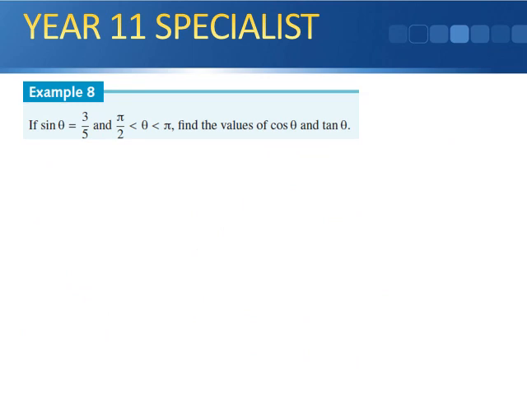Example 8, sine theta equals 3 on 5. Theta's between that, find cos and tan. So straight away I'm going to use the rule, which says cos squared theta plus sine squared theta equals 1. Doesn't matter if it's x or theta. So I got cos squared theta plus 9 on 25 equals 1 after I square it. So cos squared theta equals 1 minus 9 on 25. So cos squared theta will equal 16 on 25.